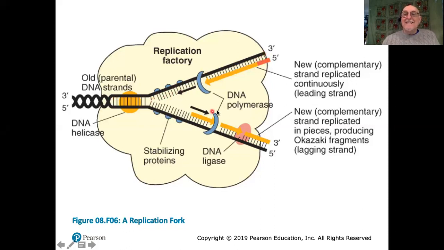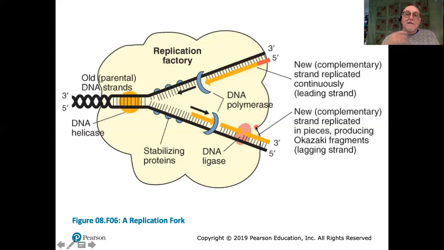The other strand is the lagging strand, and it has to be replicated in short, disjunct fragments called the Okazaki fragments, because we have to wait for this fork to open up enough to lay down an RNA primer and then lay down new DNA in this direction. And so that's something of a complication.